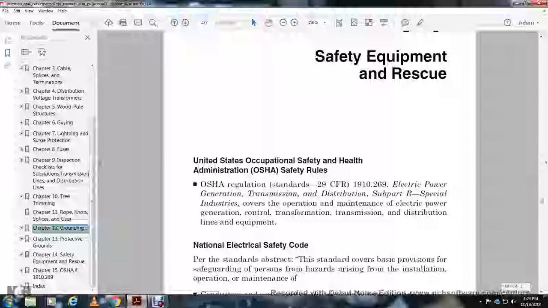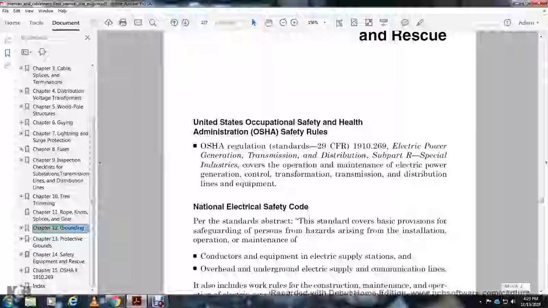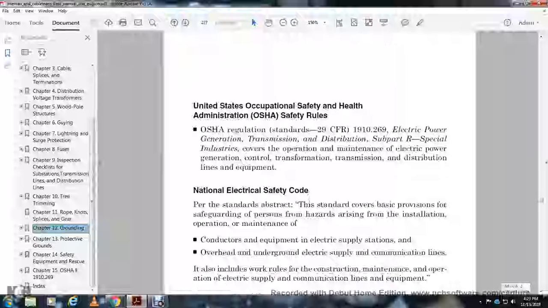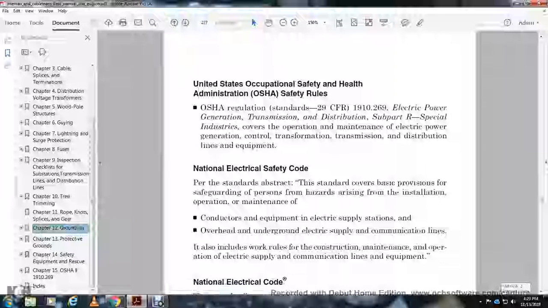equipment. The National Electrical Safety Code is the standard code for the basic provisions for the safeguarding of persons from the hazards arising from the installation, operation, and maintenance of conductors and equipment in electrical supply stations, and overhead and underground electrical supply and communication lines. It includes the work rules for the construction, maintenance, and operation of electrical supply and communication line equipment.